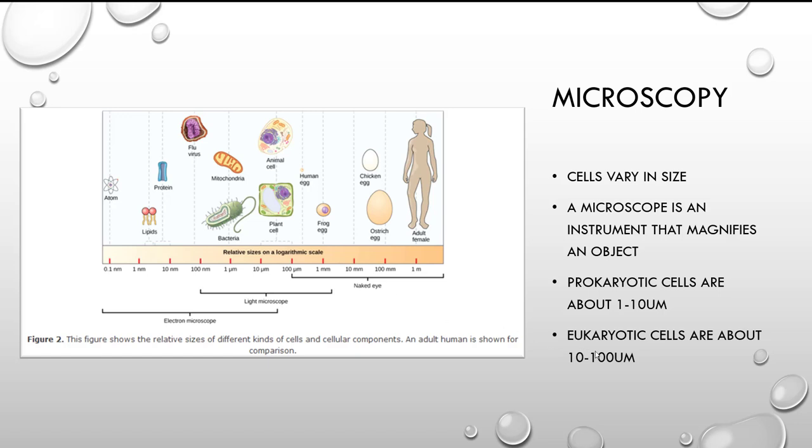Okay, so eukaryotic cells are a lot larger than prokaryotic cells. They range anywhere from 10 to 100 micrometers on average. So you can see here, 10 to 100 micrometers for our average plant and animal cell. Now, this is average, okay?